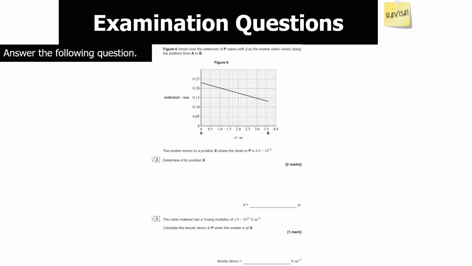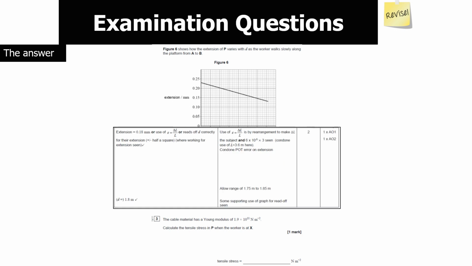Right, the next question says, figure 6 shows how the extension of P varies with d as the worker walks slowly along the platform from A to B. The worker moves to a position X where the strain in P is 6 times 10 to the minus 5. Determine d for position X. Then the cable material has a Young modulus of 1.9 times 10 to the 11 newtons per meter squared. Calculate the tensile stress in P when the worker is at X. So pause the video now, then unpause the video when you want to go through your answer.